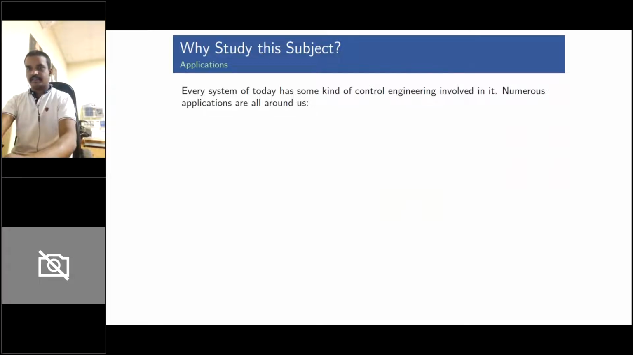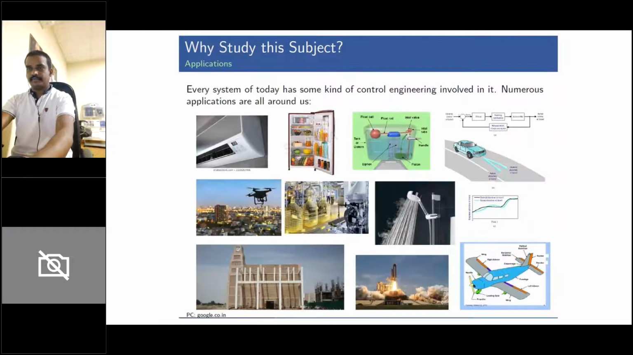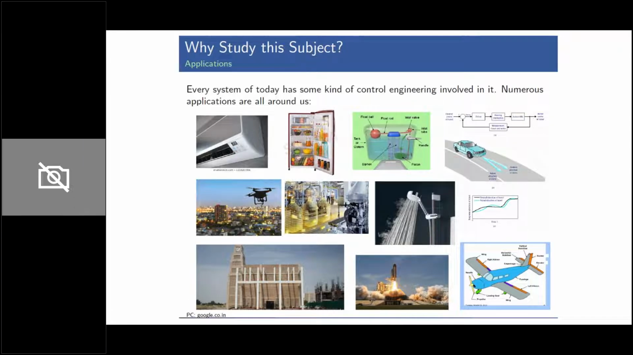So every system of today has some kind of control engineering involved in it, and there are numerous applications around all of us in our daily life. So here are some applications of control systems like AC, refrigerator, the pump in our toilets, car driving, drones in industry, and many more. There are many applications of control systems where we require some of the tools or fundamentals from this subject to study these kinds of systems.